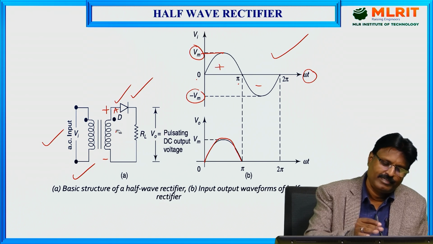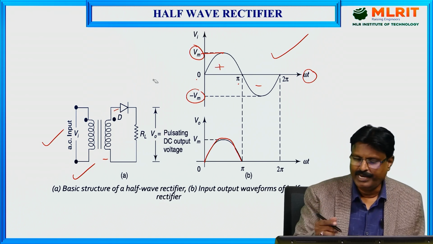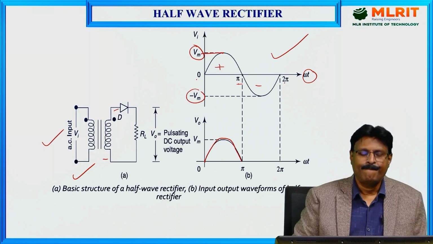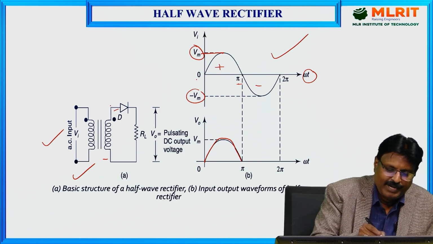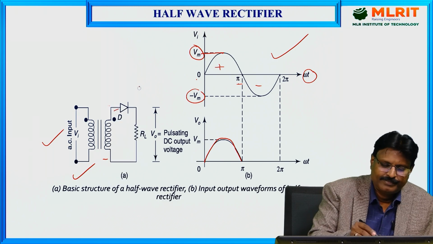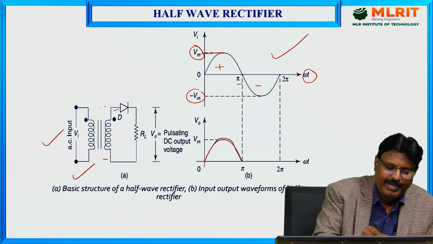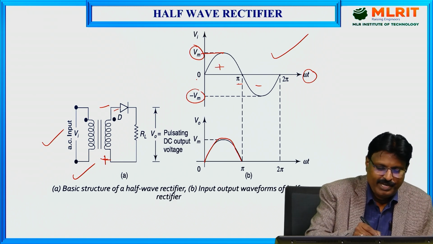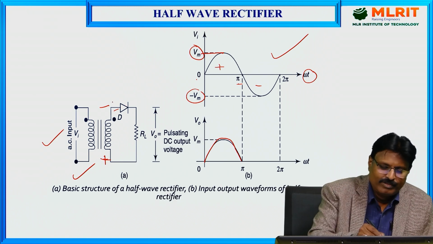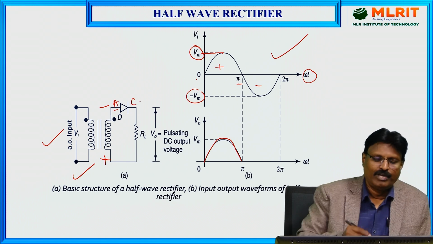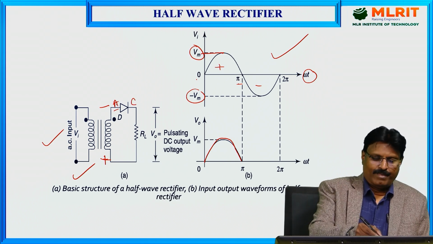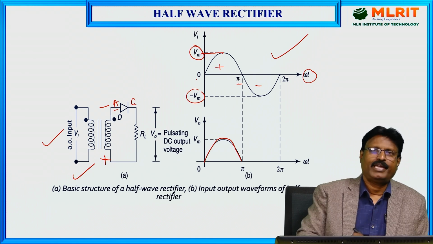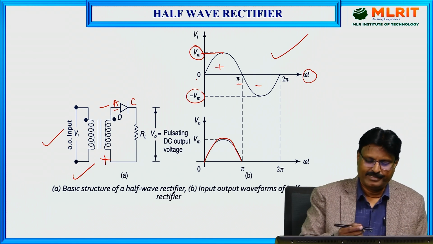Now during the negative half cycle, meaning omega t is in between pi to 2 pi, what happens here? This particular terminal will be negative with respect to this particular terminal. So what happens to the diode here? This is the anode and this is the cathode. Anode is negative compared with the cathode. That's why this diode will be reverse bias.